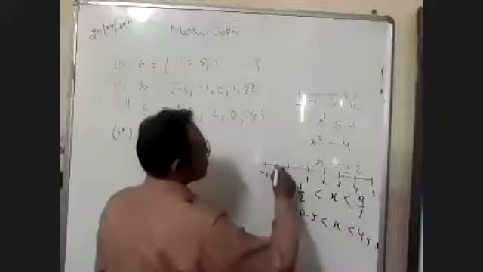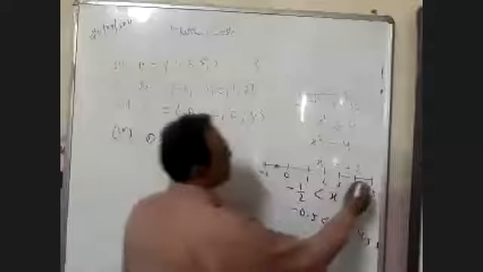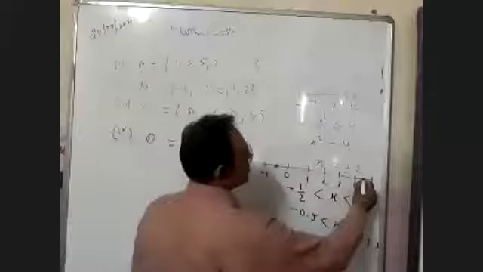So -0.5 will be here and 4.5 will be here. In between, what integers are lying between them? That are 0, 1, 2, 3, 4. Okay. These are the integers which are lying between -1 upon 2 and 4.5, right? But whatever property they have given, you have to use that.